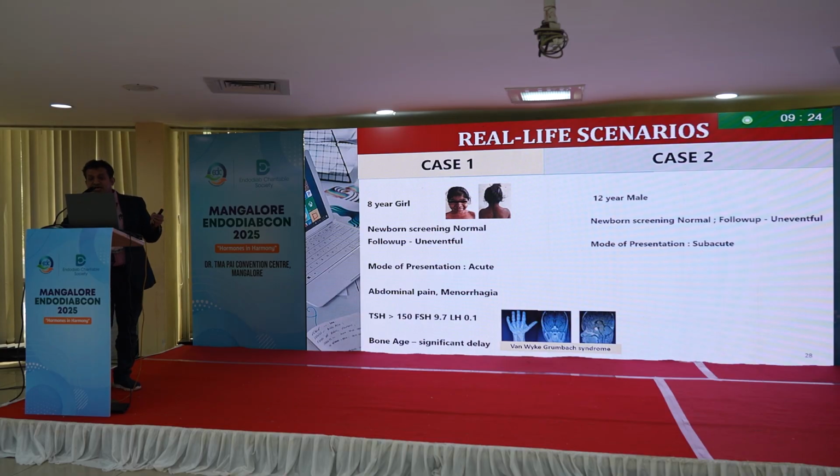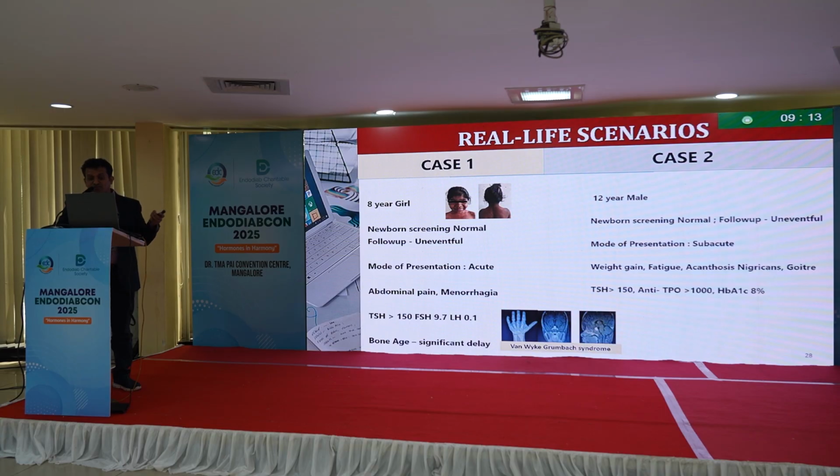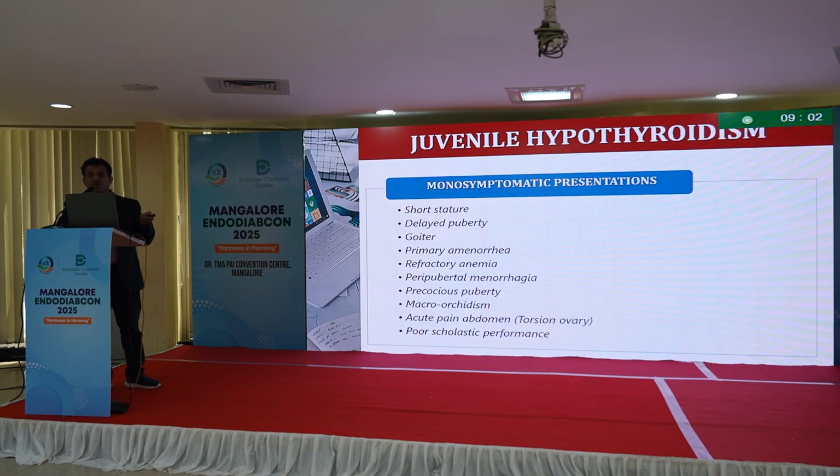And the second case, a 12-year-old male presents with newborn screening normal, follow-up uneventful, subacute presentation with weight gain, fatigue, acanthosis nigricans and goiter. TSH of more than 150 again, anti-TPO of more than 1000. Simple, but HbA1c is coming to 8%. He is gaining weight for the last 2 years. It is a case of insulin resistance induced hypothyroidism.